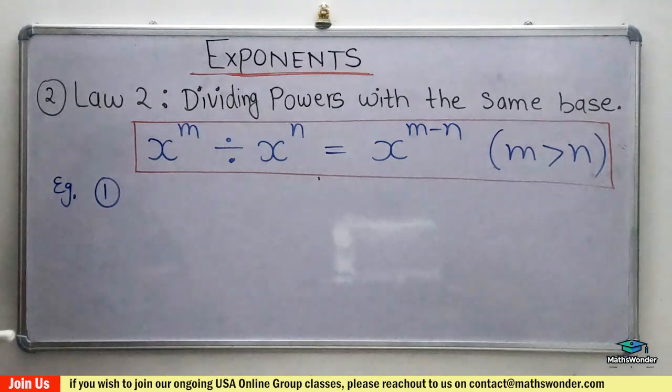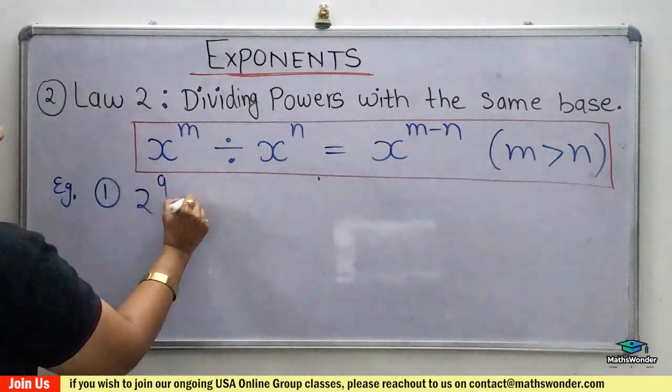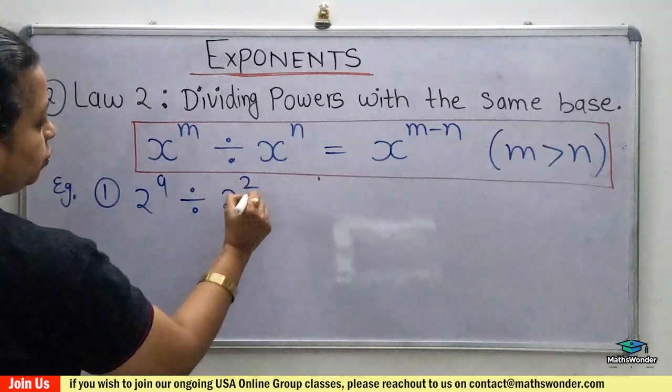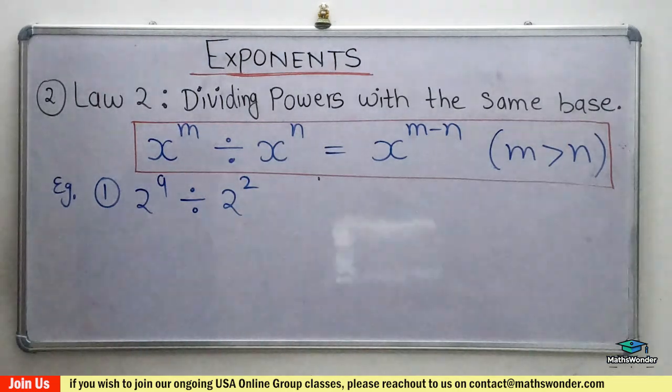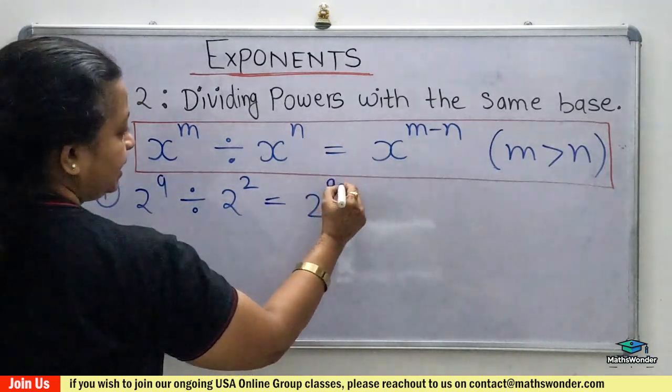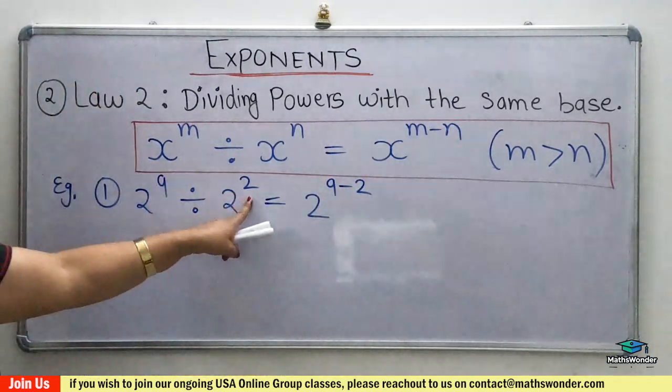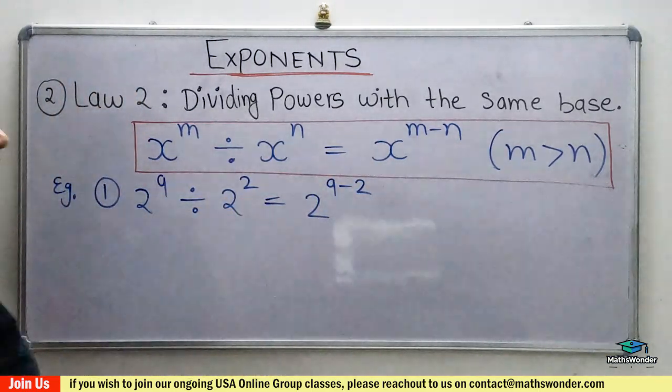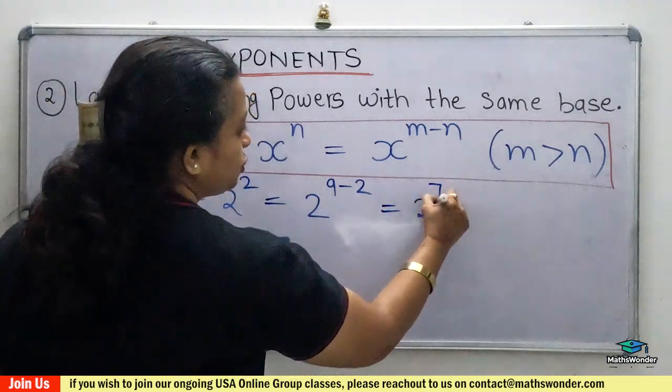So the question is 2 raised to the power 9 divided by 2 raised to the power 2. See, the bases are the same. The division sign is there, so you will subtract. And as you can see, here m is greater than n, right? 9 is greater than 2. So what will be the answer? 2 raised to the power 7.